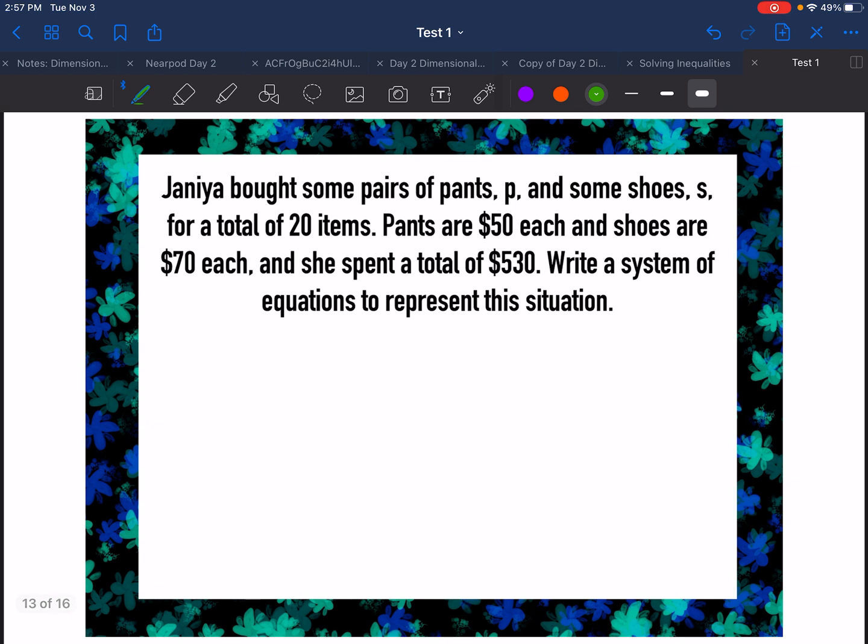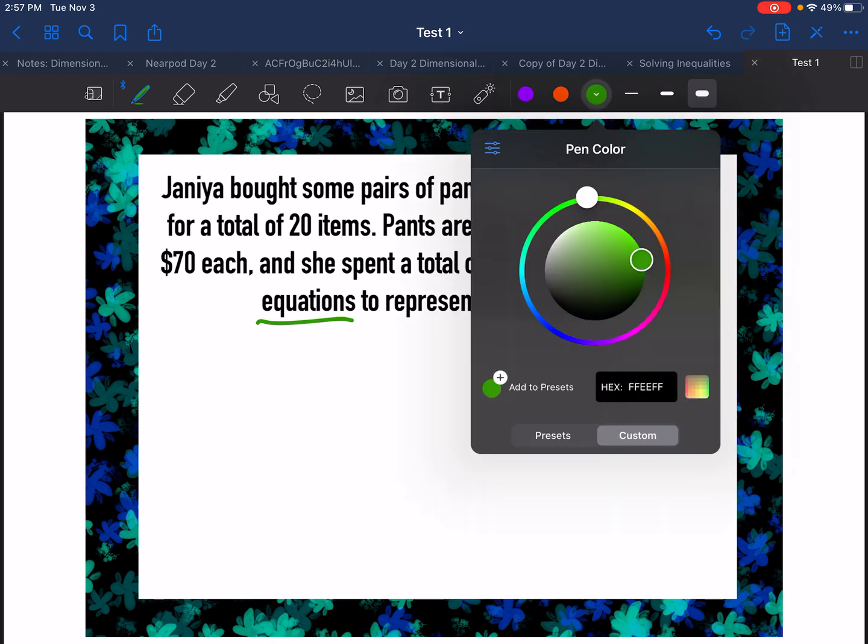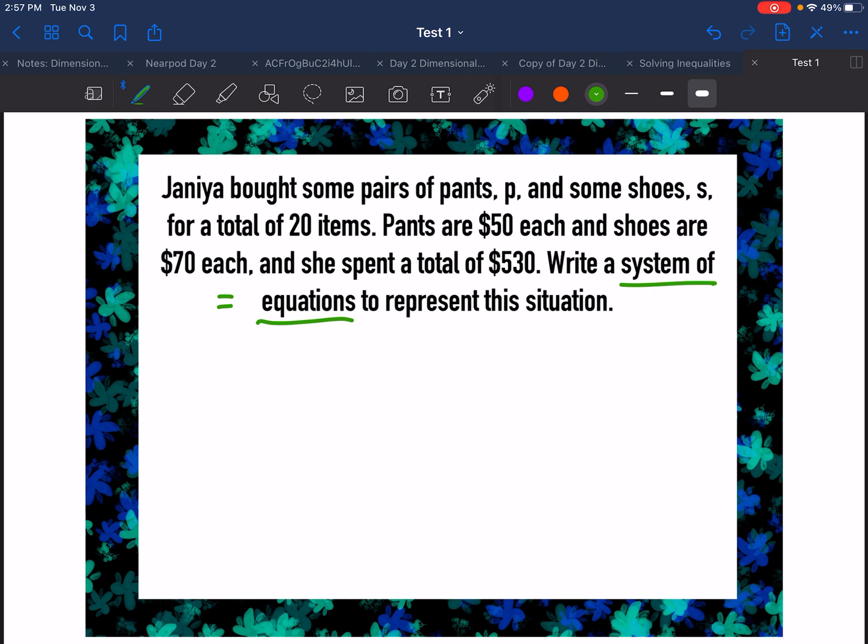Okay, let's do another one. Let's skip to the end here. They want you to write a system of equations to represent this situation. Okay, so every equation has a symbol, and that is an equal sign. So if they say equations, that means we want more than one. I'm just going to put 2 equal signs on my paper. Now I'm going to look for some totals.